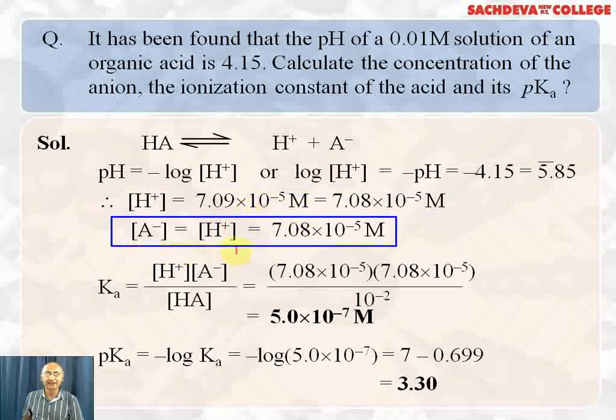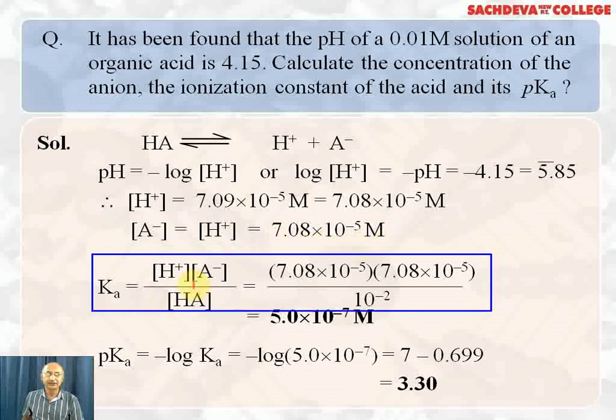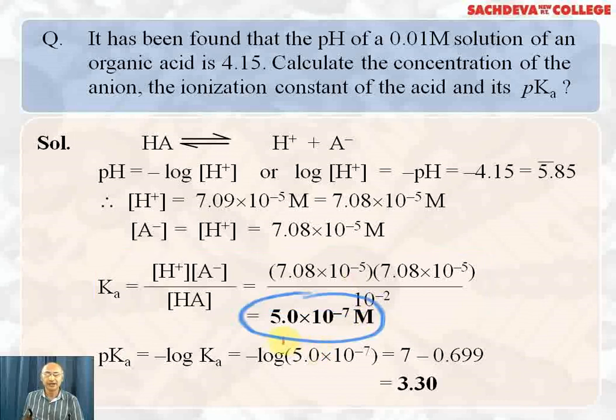The concentration of A negative and H positive ions will be 7.08 into 10 to the power minus 5 molar. Ka is equal to the molar concentration of H ion times the molar concentration of A ion divided by the molar concentration of HA. 7.08 into 10 power minus 5 whole square divided by 10 to the power minus 2. The answer comes out to be 5 into 10 to the power minus 7 molar.